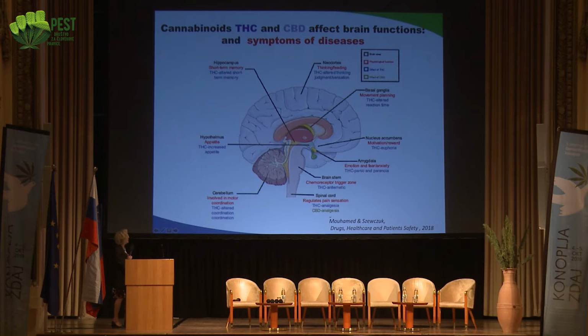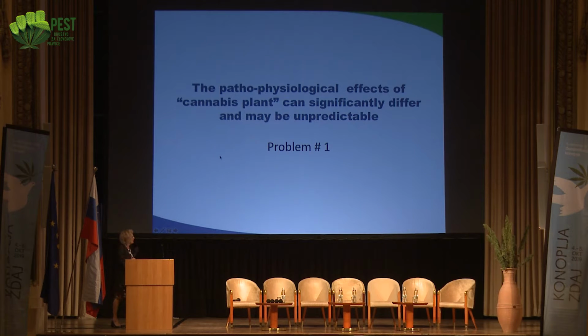I'm not going into details of this anatomy, but they are different centers for memory, for eating habits, for appetite, for motor coordination, so movement, and so on. And CBD also has different effects in the brain, although CBD receptors are more scarce in the brain. So you can imagine now that the pathophysiological effects of the cannabis plant, as people know it, can significantly differ, depending on the source of the plant, and maybe even be unpredictable.